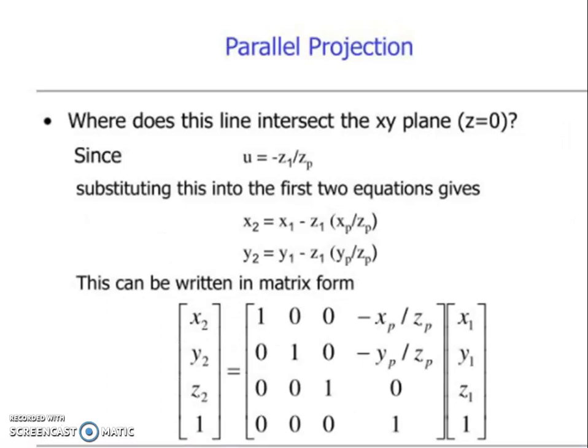And where does this line intersect the XY plane? Since u = -z1/zp, substituting this, x2 = x1 - z1(xp/zp), and y2 we get similarly. Then we can represent this in matrix form as [x2 y2 z2 1] = the matrix with rows (1 0 -xp/zp 0), (0 1 -yp/zp 0), (0 0 1 0), (0 0 0 1), multiplied by [x1 y1 z1 1].